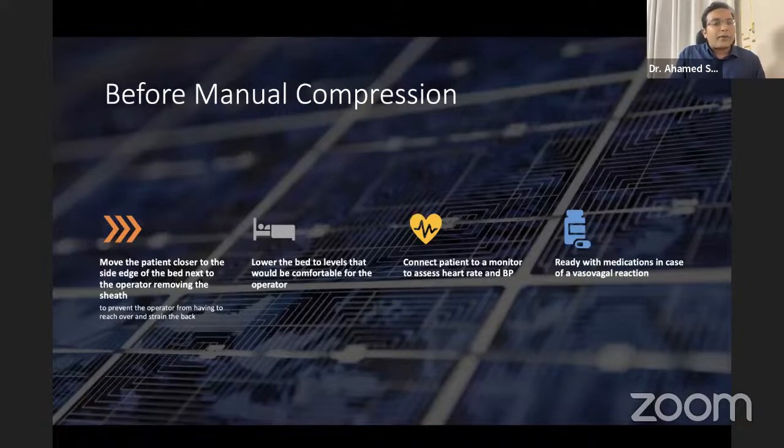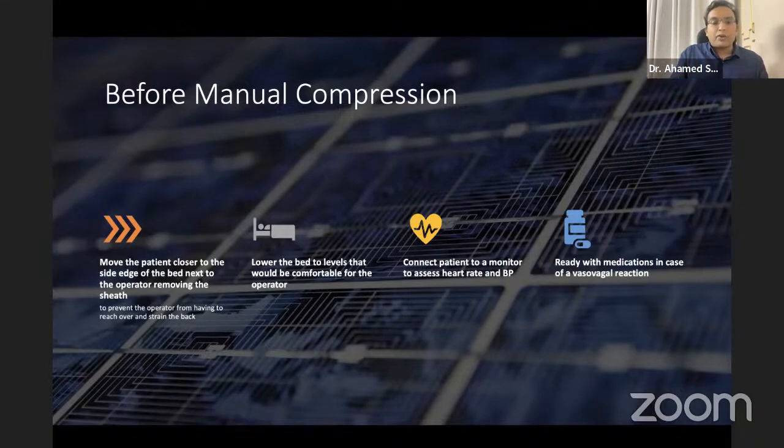of the bed next to the operator, removing the sheath to prevent the operator from having to reach over and strain himself. And lower the bed because we do the angio at a bit higher level. If we are planning to remove the catheter on the table, then lower the table, and that will be comfortable to the operator.